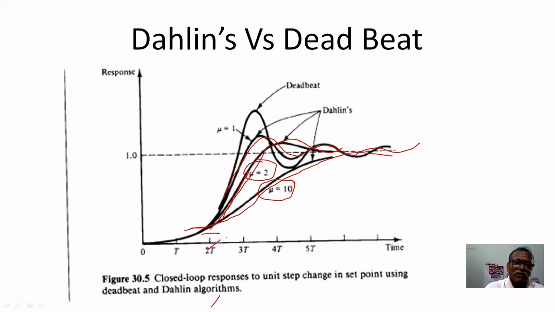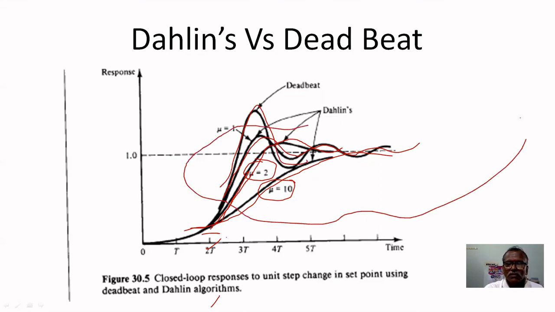If you select the deadbeat controller, you see that you get a large overshoot, but Dahlin's is not so. Yeah, but in Dahlin's also you will get oscillations. If you select mu equal to a very small value, it may be worse than deadbeat also, because you want to improve the time constant. That's why you are giving large controller output to reduce the time constant. So sometimes it may be worse than deadbeat.